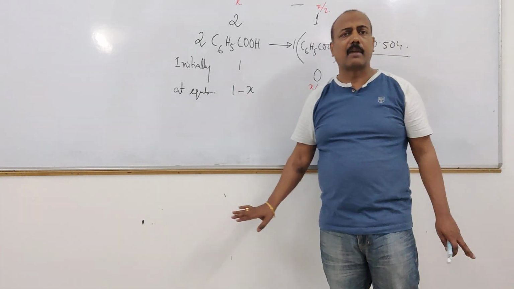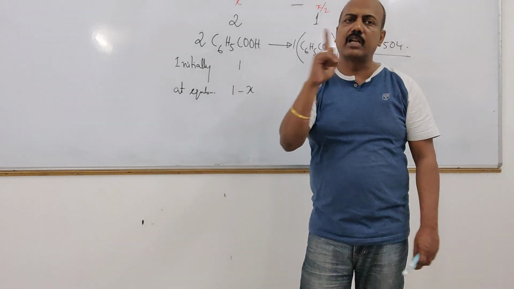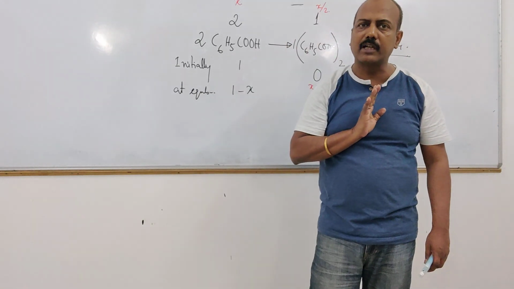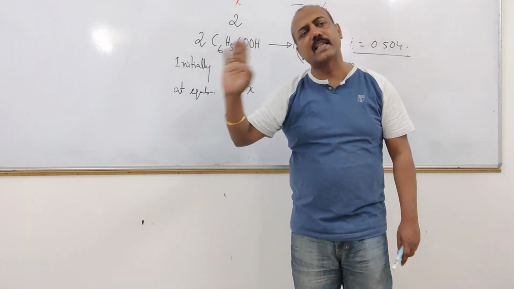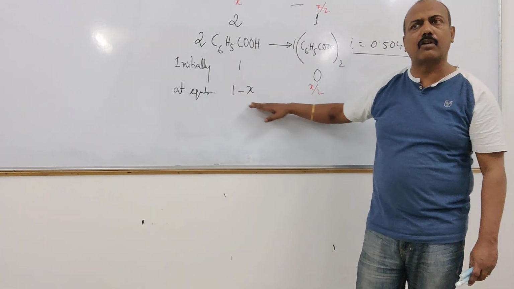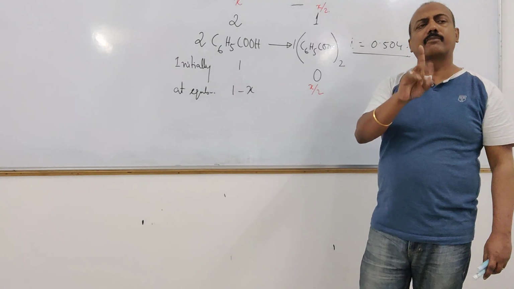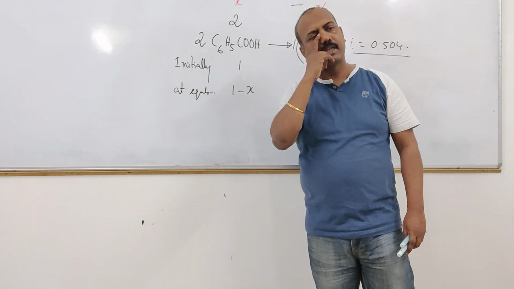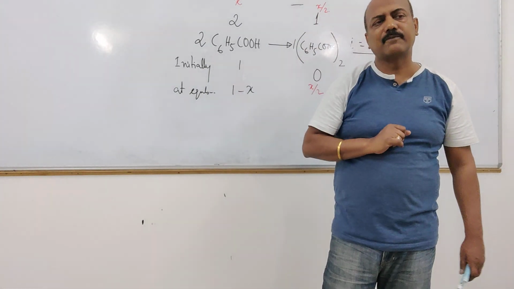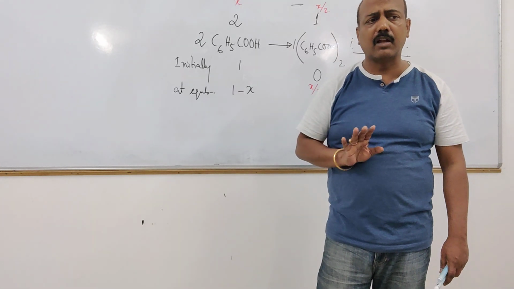All are not undergoing dimerization. We have taken 1 mole. Out of 1 mole, x mole is undergoing dimerization and that x mole is becoming x by 2 moles of particles, and how many remain as C6H5COH? 1 minus x. Did you understand that or not? We had taken 1 mole, clear? Out of that x mole is undergoing dimerization, x is becoming x by 2, and 1 minus x is remaining. I hope it is clear now?